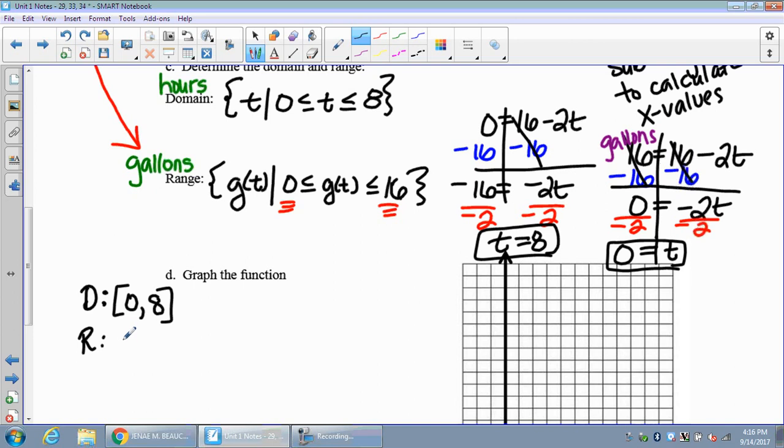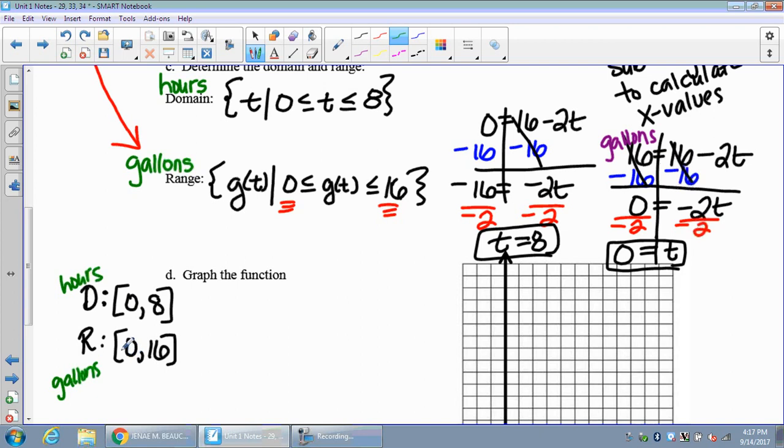So my domain is 0 to 8 hours, gas is 0 to 16. Unlike the other ones where I was able to say smallest x with smallest y and largest x with largest y, that's not going to work because if you really think about what that means, domain is all about hours and range is about gallons. It doesn't make sense. If you've not driven anywhere, you don't have an empty gas tank. You haven't driven anywhere.